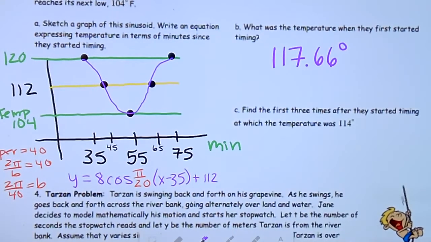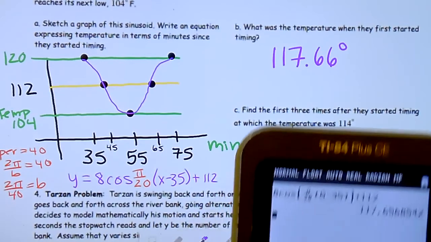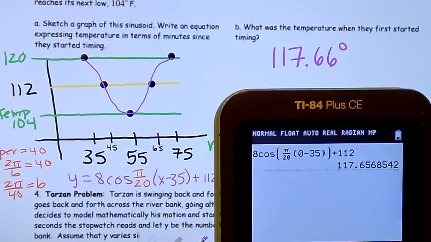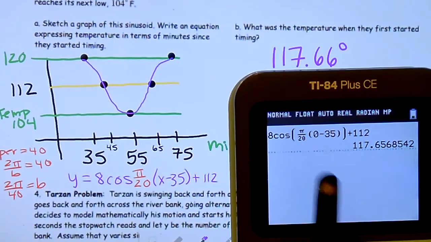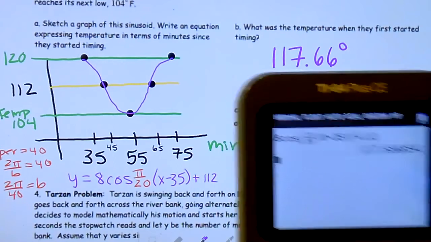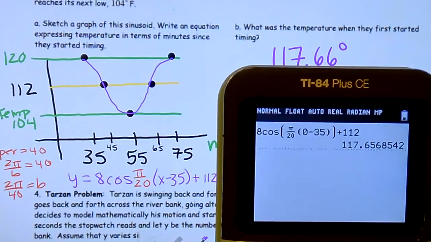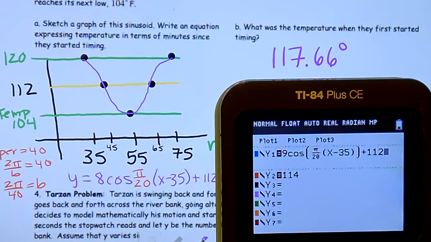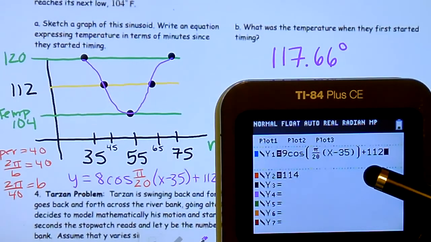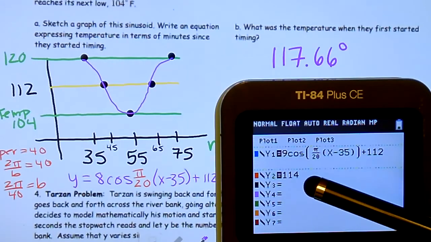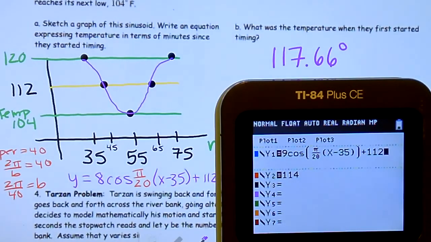Then it says, find the first 3 temperatures after they started timing at which the temperature was 114. So if I was doing it on this calculator here, okay, I'm going to enter in 2 equations. I'm going to enter in this cosine one into my y equal, and I'm also going to enter in y equal 114. Okay, so let me get that in my calculator. So I went to my y equal, I put in my first equation, the cosine equation, okay, and then I want to know y equal 114. That's not one that I can see nicely on my graph, okay?